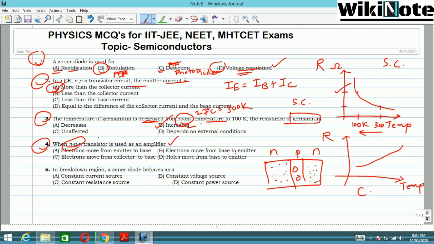And for the C, the option is electrons move from collector to base. No, that's wrong. Holes move from base to emitter. That is also wrong. Electrons move from emitter to base. Why? Because in case of NPN transistor, we have to connect the N type to the negative terminal and P type to the positive terminal, while for the other terminal, P type should be connected to negative and N type should be connected to positive.